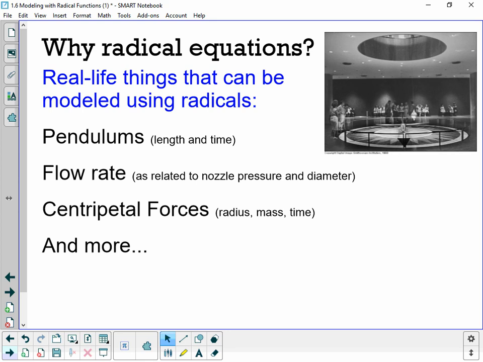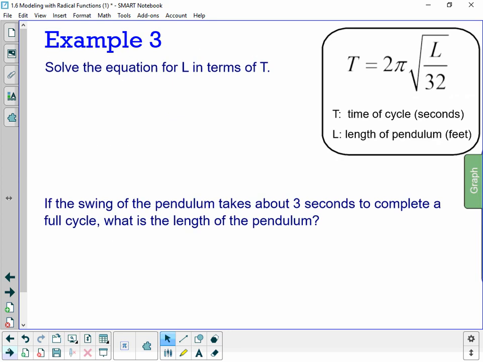Flow rates are related by a radical equation. Specifically the nozzle pressure and the diameter of the pipe or the hose. And centripetal forces in physics and things, you'll use radicals quite a bit. Also, I think the growth rate of sharks is related by a radical equation. Anyway, they come up a lot, so that's one of the reasons we study them.